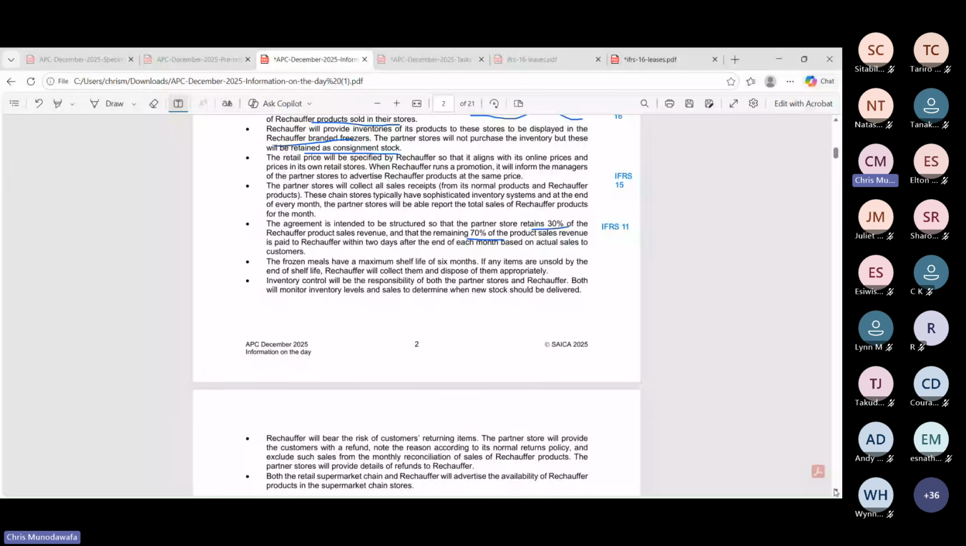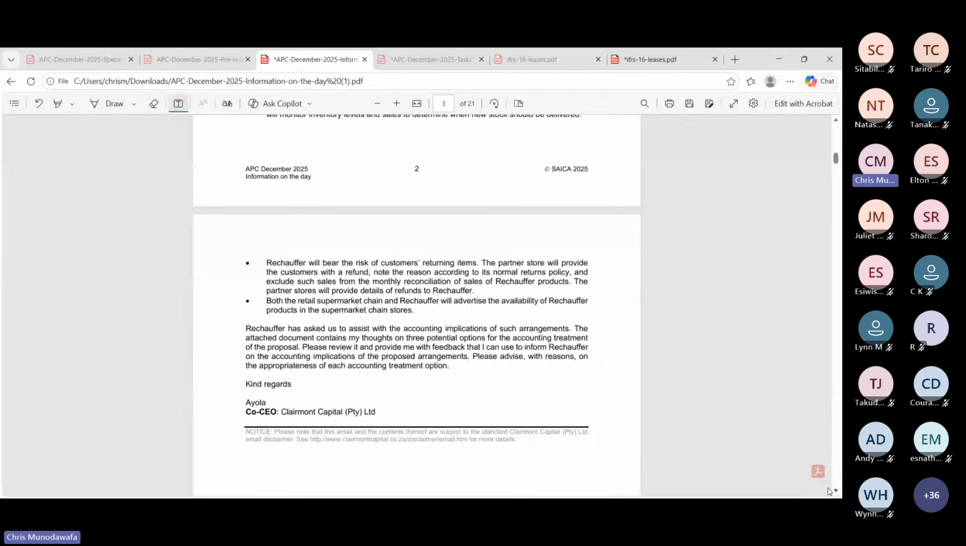So therefore, ndakutozwa kuti pane principal agent relationship. IFRS 15, but pane principal agent relationship, because my risk inventory will be responsibility of both the partner stores. Both will monitor inventory and sales to determine when new stock should be delivered. So mukatarisa, who is responsible? But required yedu. So this was context team.